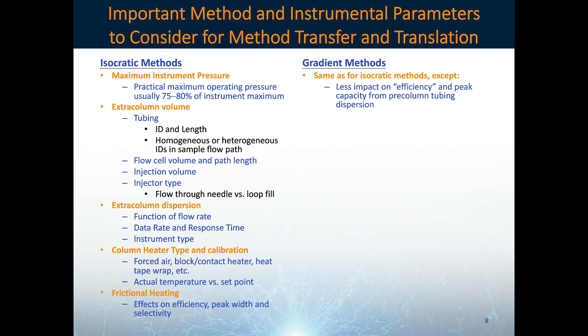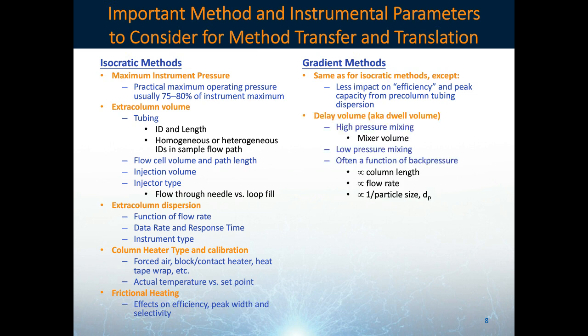For gradient methods, we have to consider everything that we've just gone over for isocratic methods, except there's less impact on efficiency and peak capacity from the pre-column tubing dispersion. And for gradient methods, we need to think about the delay volume or dwell volume in terms of whether we have high pressure mixing, which would be influenced by the mixer volume, or low pressure mixing, which generally gives higher dwell volumes. And this is often a function of back pressure, which is proportional to the column length, flow rate, and 1 over the particle size.